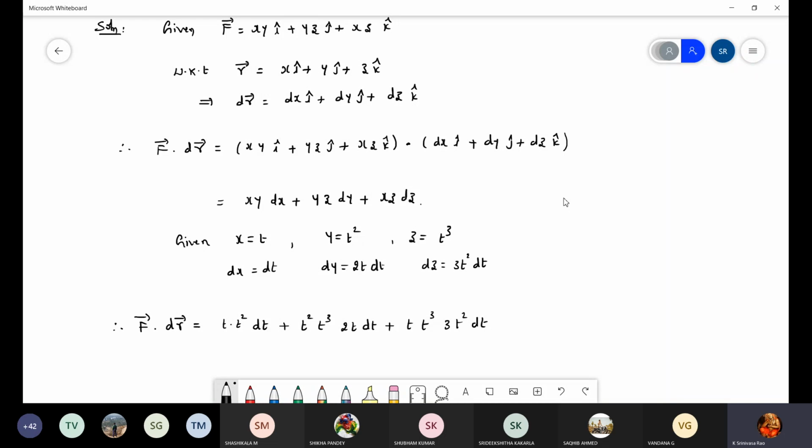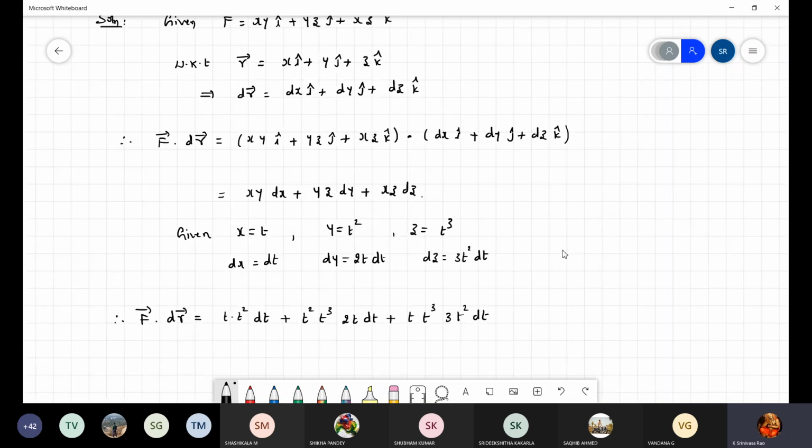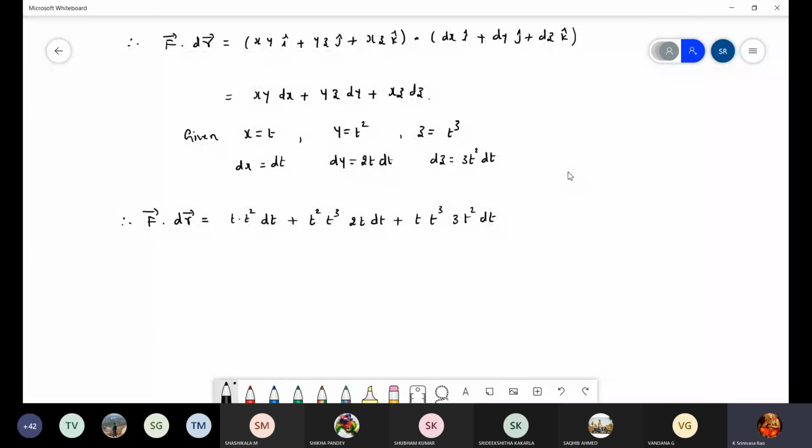See, dt is common. You can take it outside and write it on the right side. So that gives t into t square is t cube, first term, plus 2 into t to the power of 6. Base is same, powers can be added. 6 plus 3, again t power 6 only, into dt. So dt you can take outside.